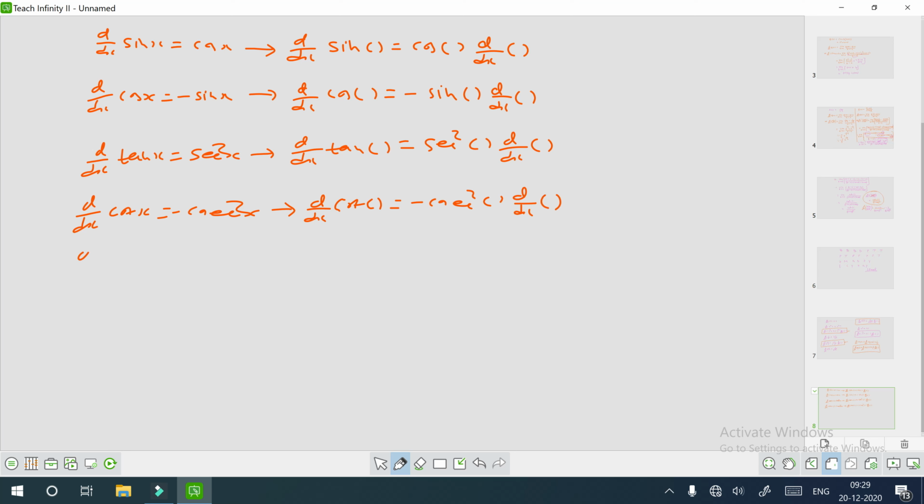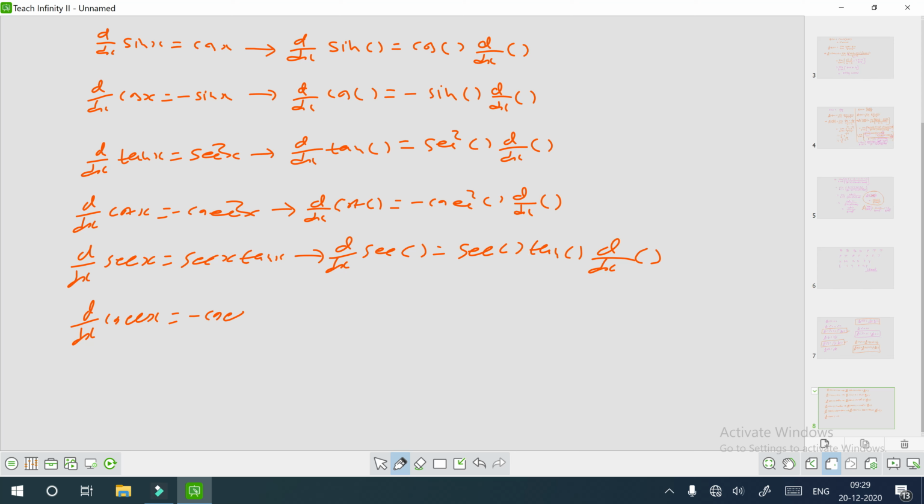Then d by dx of sec x is equal to sec x into tan x. This implies d by dx of sec of some function is equal to sec of some function into tan of some function into d by dx of some function. d by dx of cosec x is equal to minus cosec x cot x.